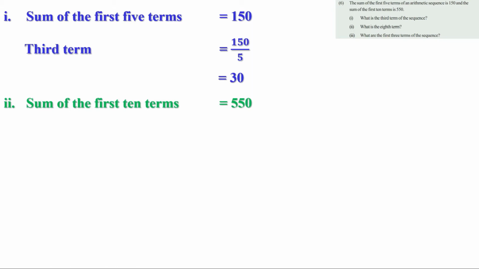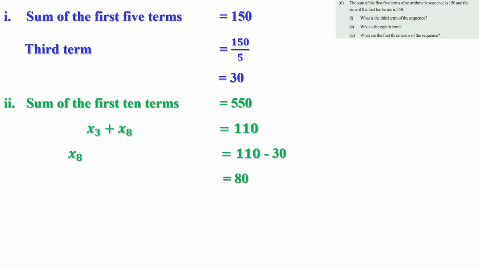That is, first term plus 10th term is 110. Second term plus 9th term is 110. Third term plus 8th term is 110. Why do I take third term plus 8th term? Because we have got the third term and we have to find the 8th term. Now we know the third term is 30. Therefore the 8th term equals 110 minus 30, or 80.